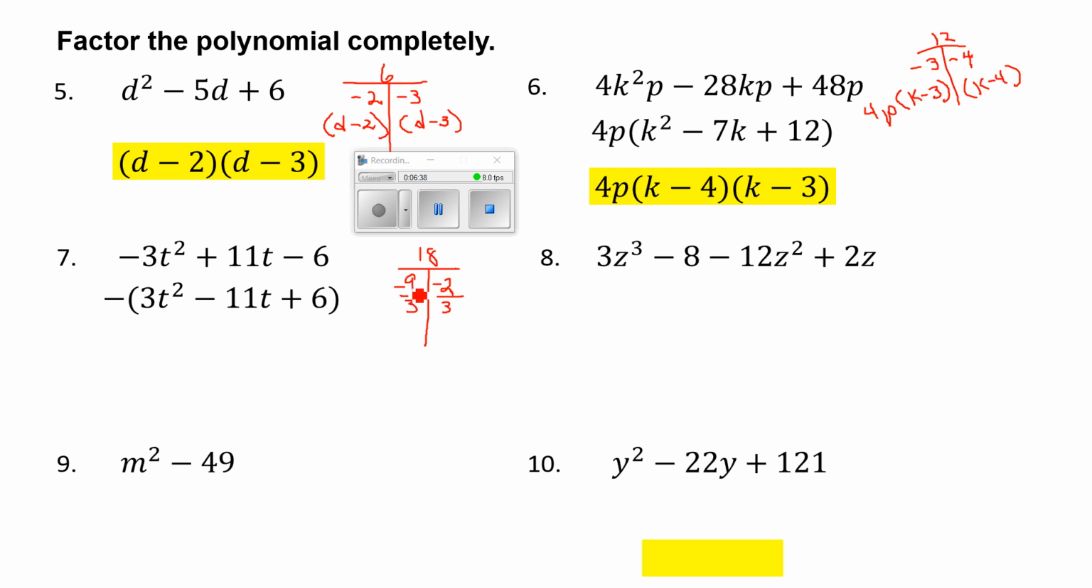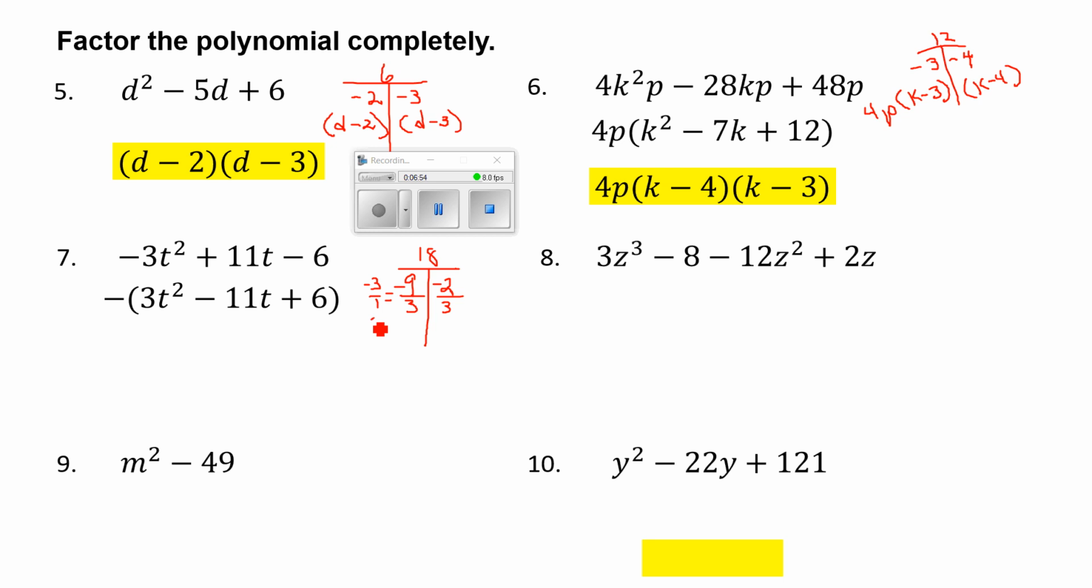When I do this, negative 9 over 3 becomes negative 3 over 1. I can divide both of these by 3. Negative 9 divided by 3 is negative 3. 3 divided by 3 is 1. This stays the same. It cannot change.